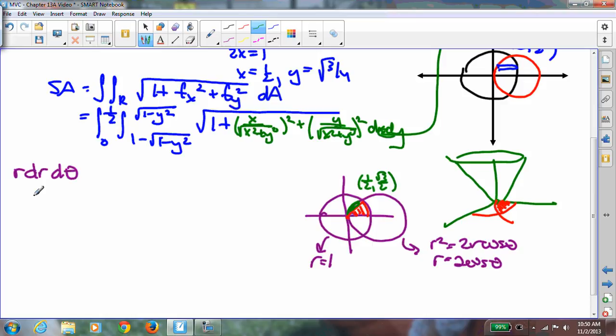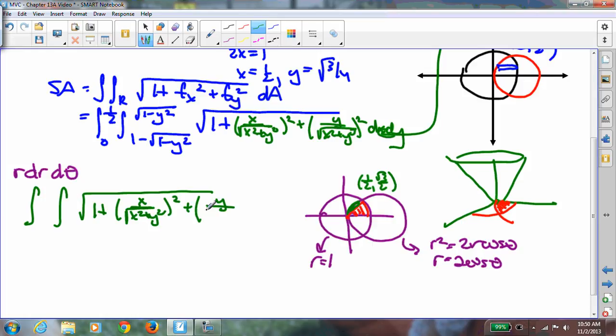So starting with the first part, I'm going to have the integral for the angles, my integrals for my r, and then it's still going to be the square root of 1 plus fx squared plus fy squared, so I'm going to go ahead and put those in. 1 plus my partial with respect to x squared plus my partial with respect to y squared, and then I know I'm going to be using r dr d theta, so I'm going to kind of mix it up here.